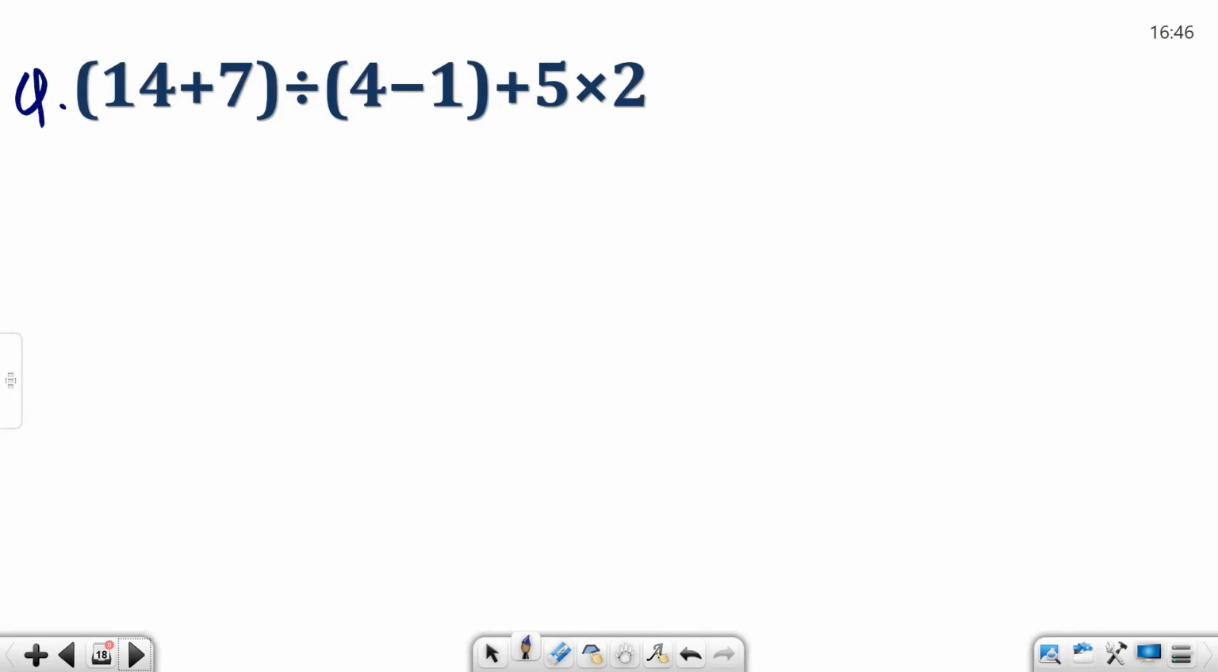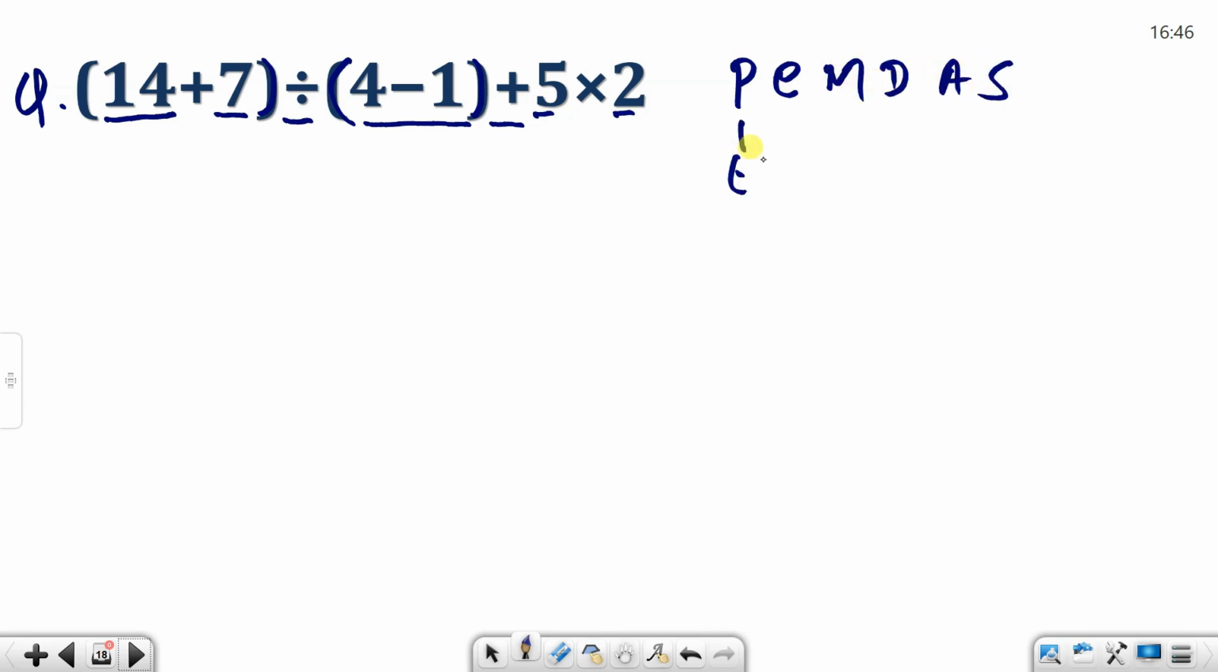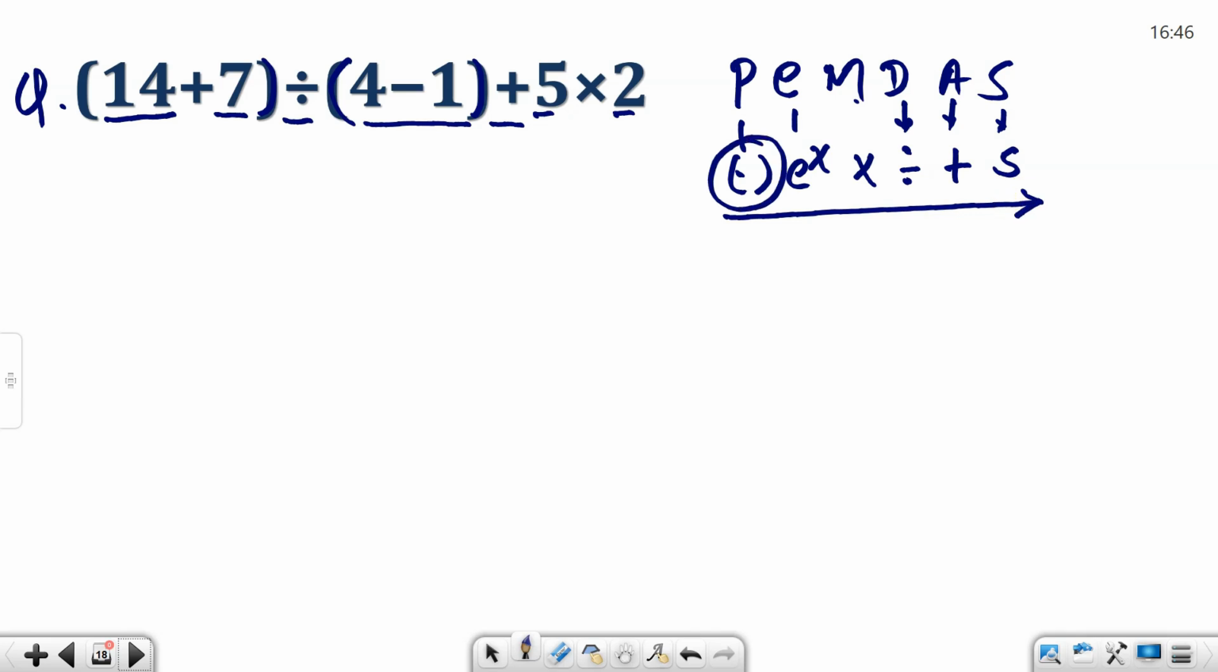Here's the question. In brackets, 14 plus 7, close bracket, divided by, in brackets, 4 minus 3, close bracket, plus 5 times 2. Here, we'll apply the first rule. B for brackets, E for exponents, M for multiplication, D for division, A for addition, S for subtraction. We'll apply this from left to right, so first we'll solve the parentheses.